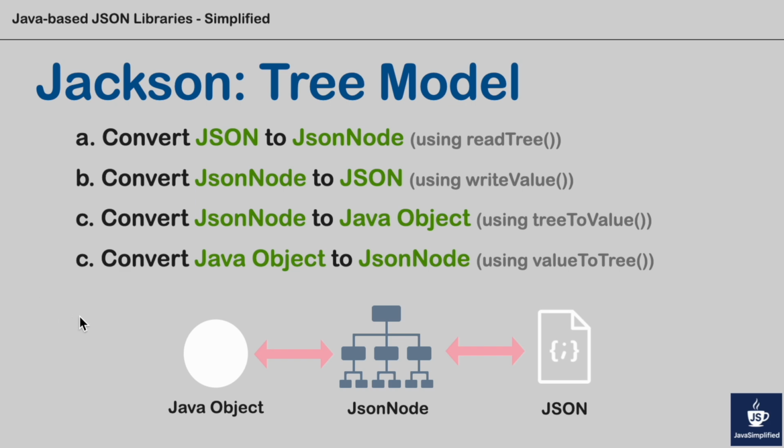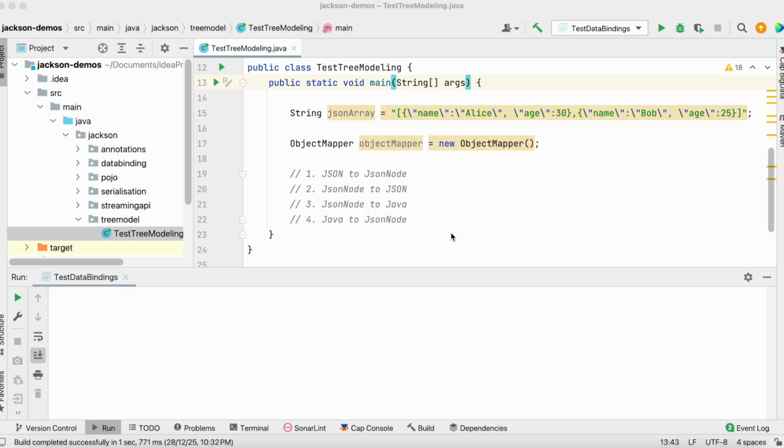Next, we will go through some use cases of the tree model. The first use case is how to convert our JSON data into a JSON node, and the second use case is how to convert a JSON node back to JSON. Also, sometimes we require converting a JSON node to a Java object, and a Java object to a JSON node. All these four use cases we will see in our hands-on session in a moment. We are going to cover these four use cases as you can see on my screen.